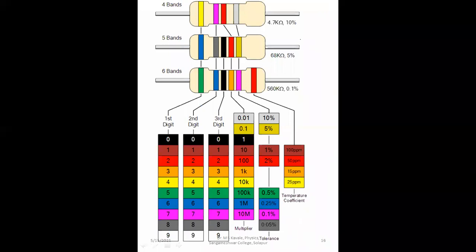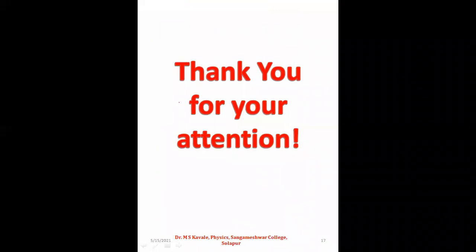Similarly, if we have 4 bands, 5 bands, and 6 bands, we can find out the value of the resistor depending upon the color codes. So this is all about finding the resistance of the resistor.